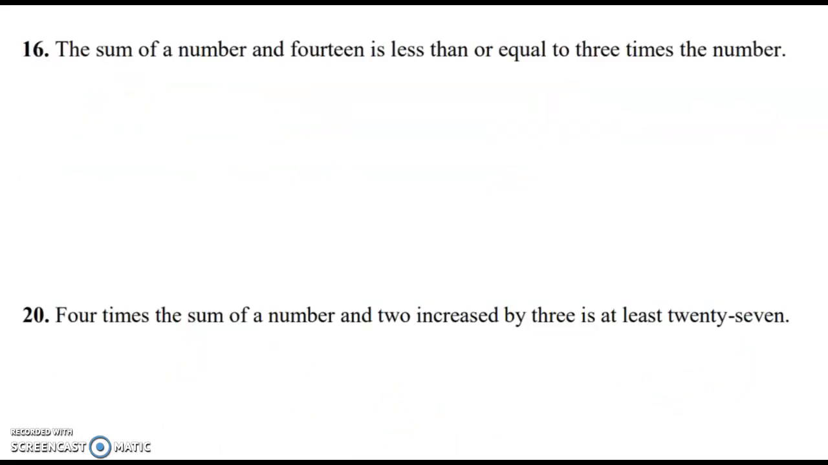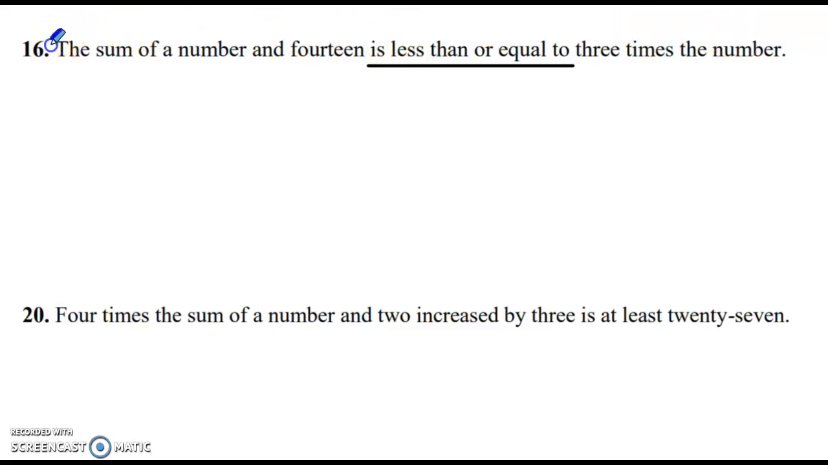Okay, just 2 more examples left to go. I chose numbers 16 and 20 because they were both a little bit more complicated in my opinion. The first one says the sum of a number and 14 is less than or equal to 3 times the number. I'm going to underline the part where it says is less than or equal to, because the part that I underlined is my inequality sign. So now you can sort of see both sides of this.